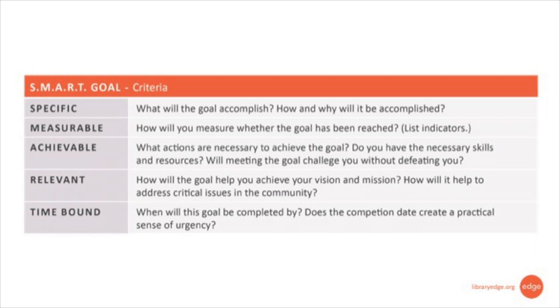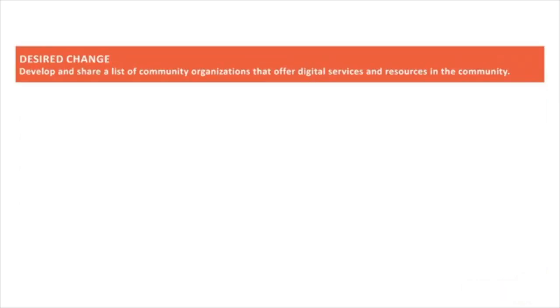Each section of this acronym provides specific questions to think about how you can clarify your goal. From measurable, how will you know if your goal has been reached, to time-bound, when exactly will each step be completed? But what does this actually look like in practice, and how can a library use this framework? This goal is one that a library created using the EDGE action planning tool.